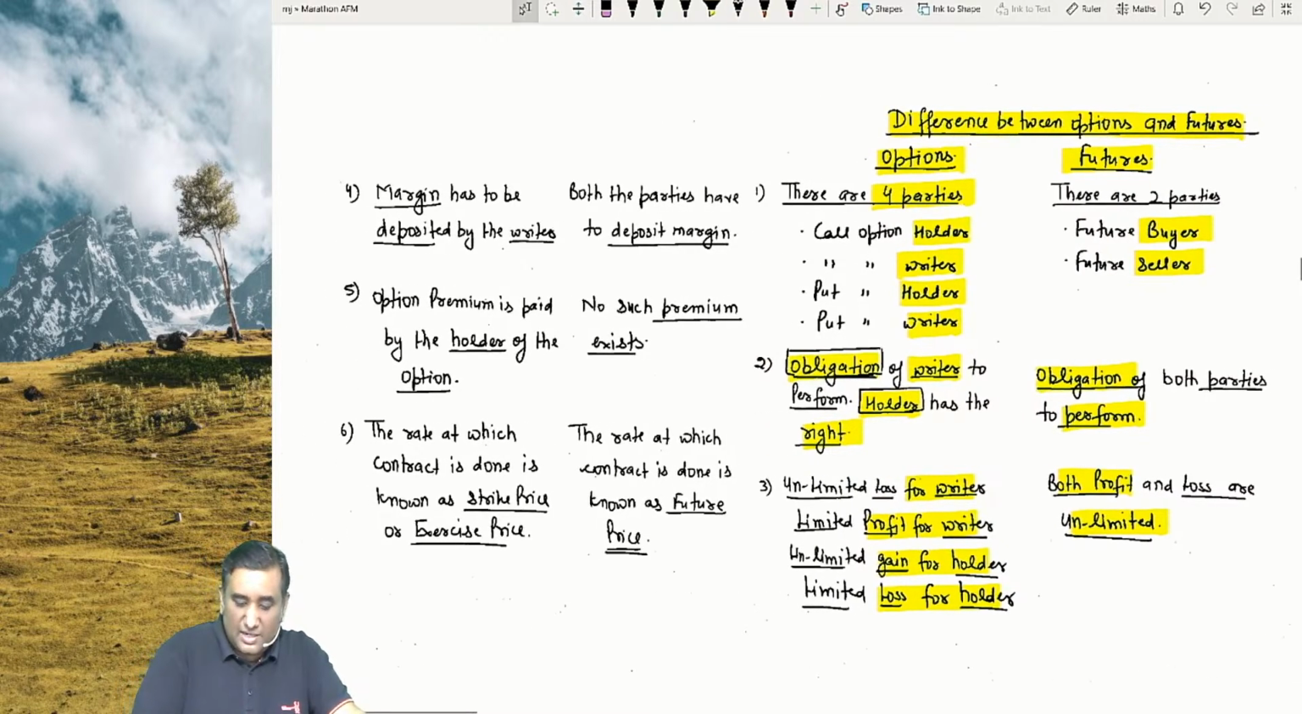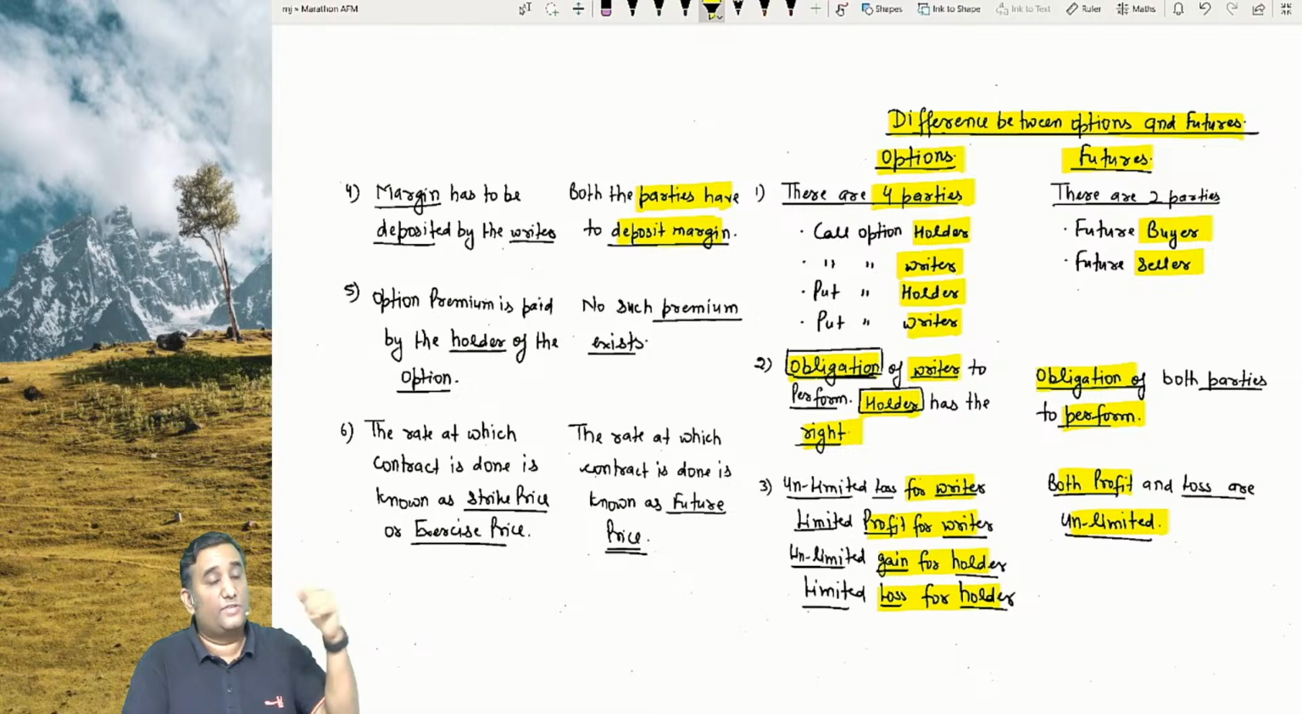Both parties have to deposit margin in the case of futures. Actually, we did not speak about the writer. Why it is difficult to become a writer is because margin has to be deposited. For example, suppose Idea is 14.4 and the lot size is 80,000. Let's calculate on the calculator how much it comes to.